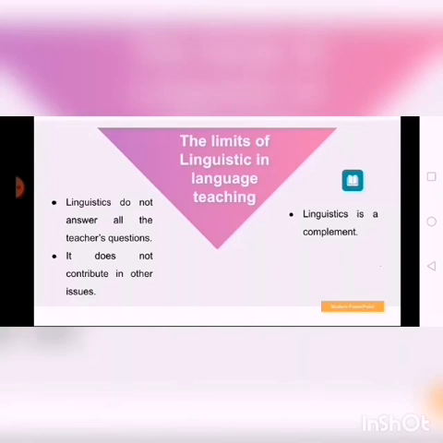And finally, the methodology of foreign language teaching is complemented by linguistics, not replaced by it.